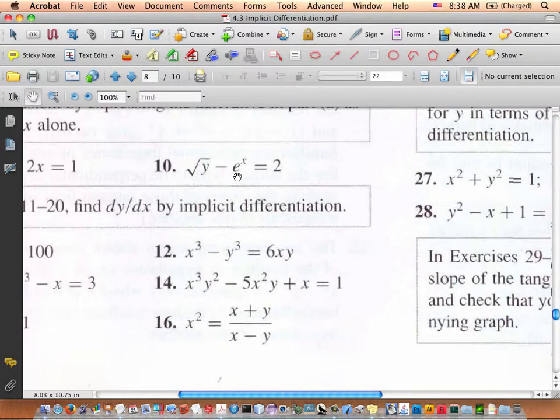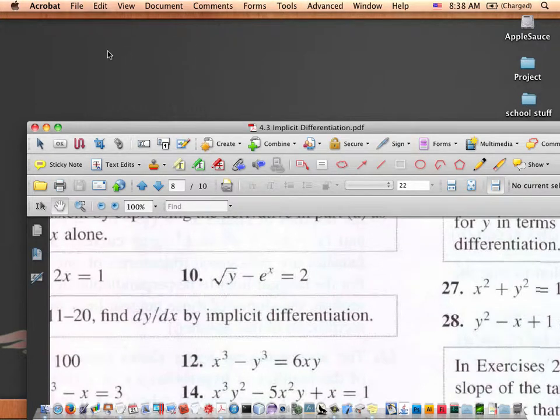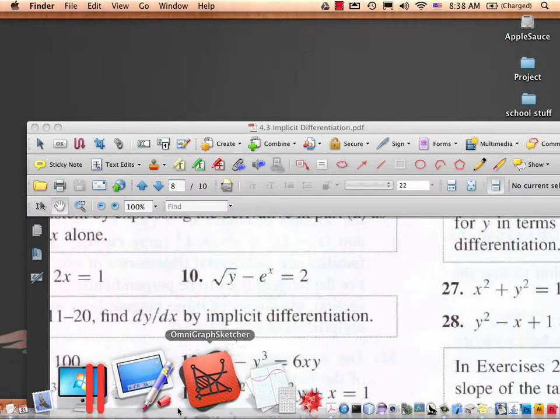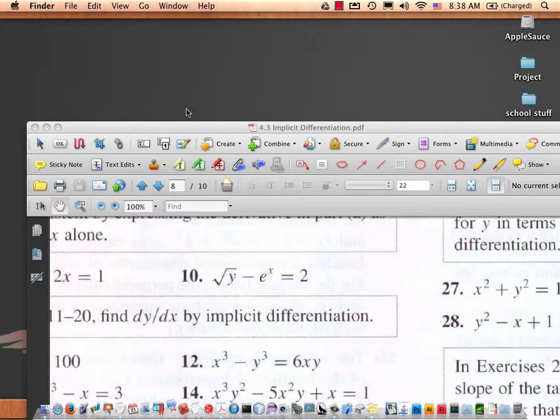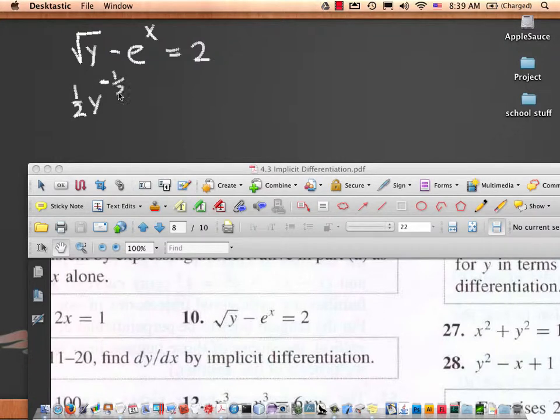We haven't yet discussed, McKenna, what the derivative of e to the x is. So let's just go ahead and do that now real quick. These are the solutions to the 4.3 homework. If I have the square root of y minus e to the x equals 2, how do I differentiate the square root of y? Yeah, it's y to the 1/2, so that becomes 1/2 y to the negative 1/2.